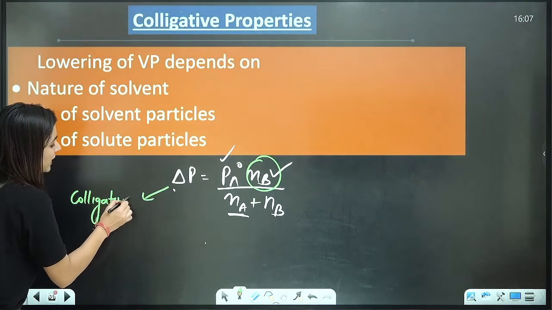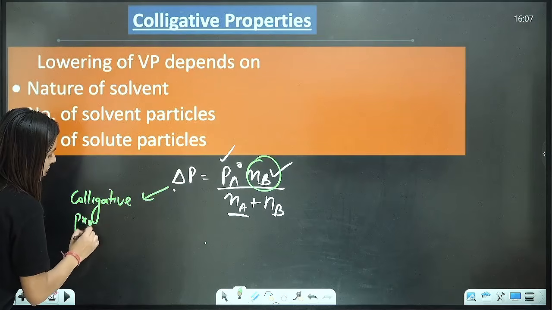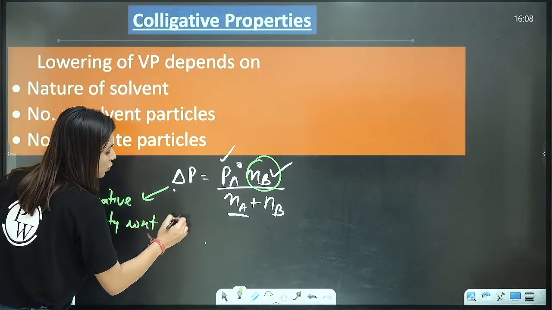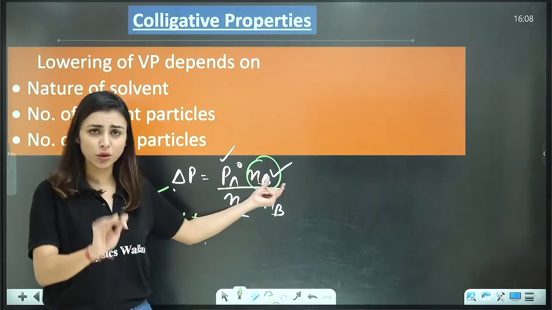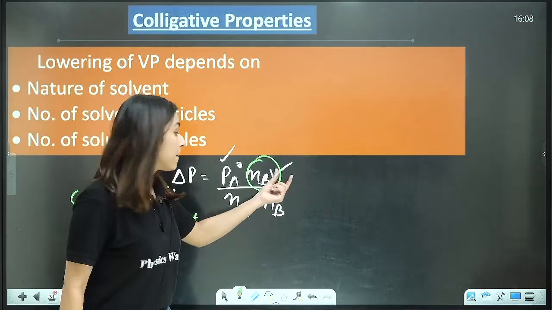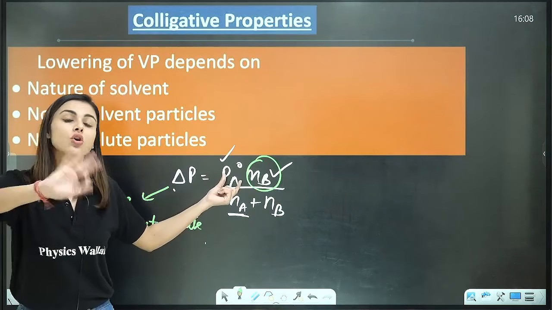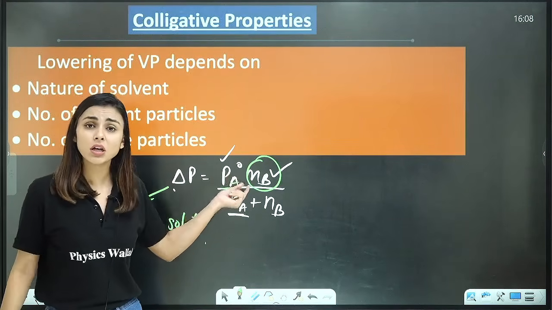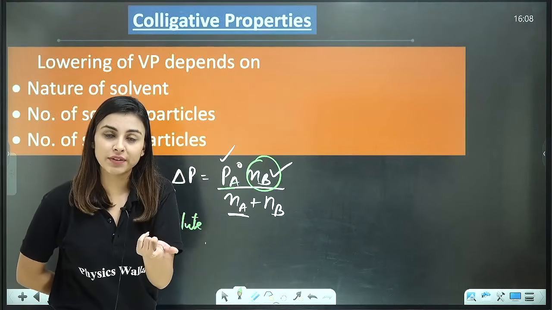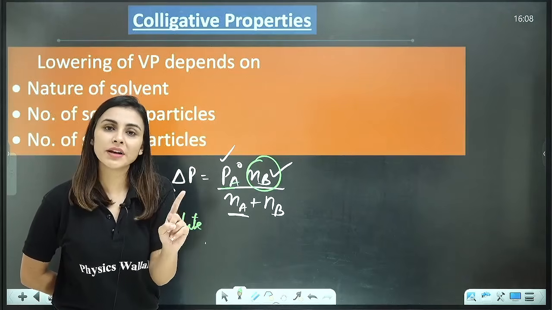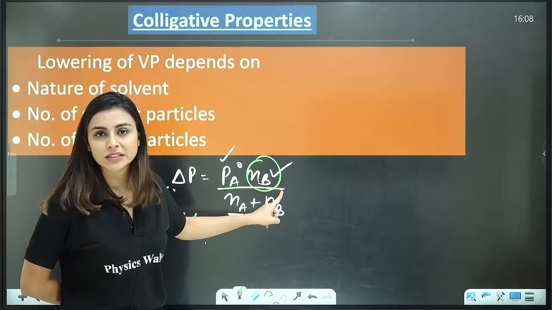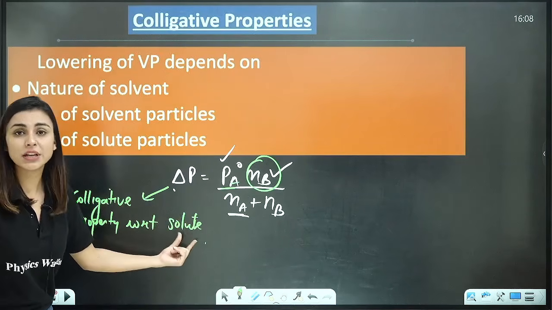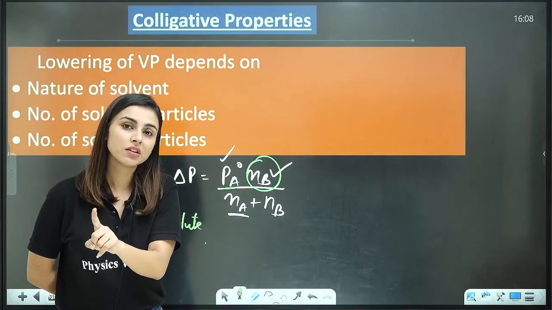It is a colligative property with respect to the solute. Why? Because for the solute it only depends on the number of moles, but for the solvent it is not a colligative property, because it depends on the nature. It depends on PA naught, so it depends on the nature of the solvent. But for the solute it does not depend on its nature. It only and only depends on its moles. That is the reason it is a colligative property with respect to the solute, but not with respect to the solvent.